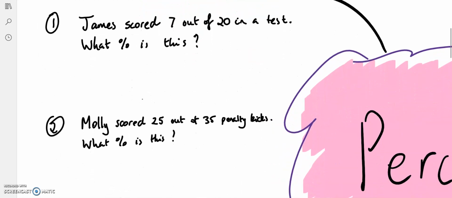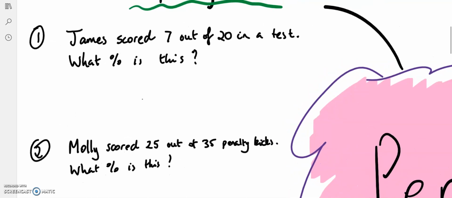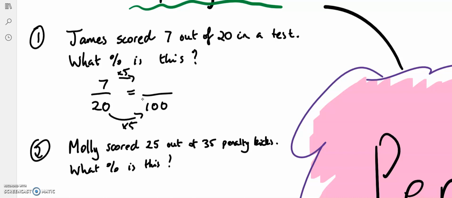Okay, and the last idea we want to talk about is expressing things as a percentage. James scored 7 out of 20 in a test. What percentage is this? We'll do this first one without a calculator. You should hopefully now be comfortable that percent means out of 100. So we could just scale this up to be out of 100. To get from 20 to 100, we need to multiply by 5. So we need to multiply 7 by 5. So 7 out of 20 is the same as 35 out of 100. So that means that James scored 35%. That's if the numbers are nice.